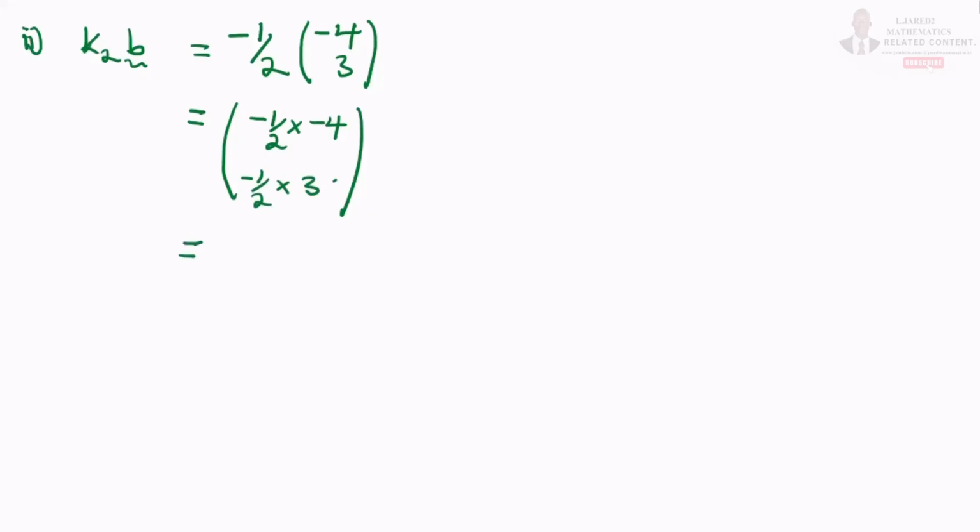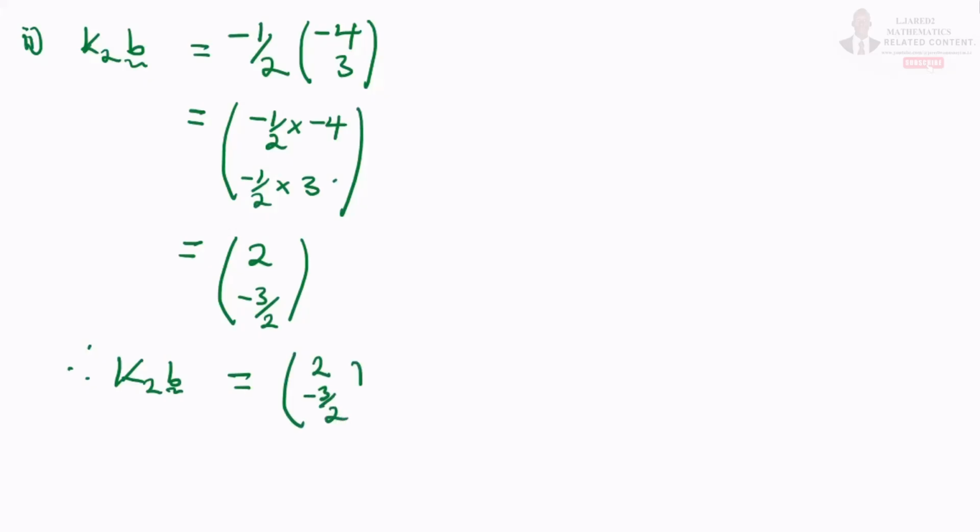As we simplify, you can see that a negative multiplied by negative shall get a positive answer. Then this 2 by 2 shall get here a 2. Then for this one, we are getting negative 3 out of 2. Therefore, K2 multiplied by vector B equals (2, -3/2). This becomes our correct answer for that part. Then Roman number 3, you can have Roman number 3 here.